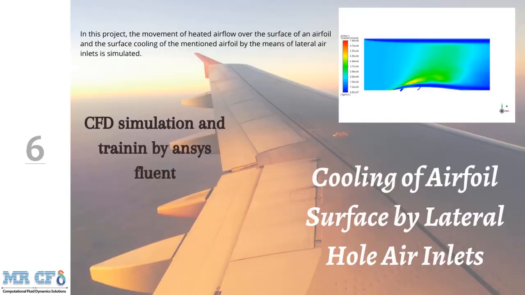In training number 6, the movement of heated airflow over the surface of an airfoil and the surface cooling of the mentioned airfoil using lateral hole air inlets is simulated by ANSYS Fluent software. The heated air enters the computational domain. 2 lateral air inlets are responsible for the cooling of the blade or airfoil.